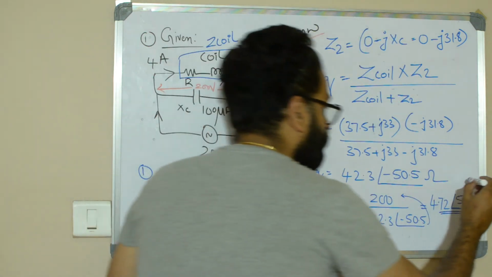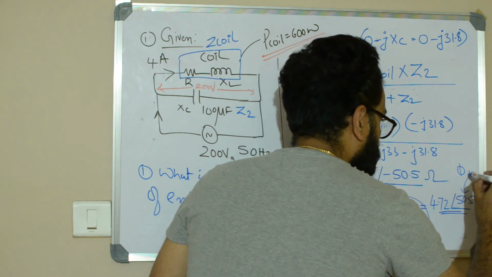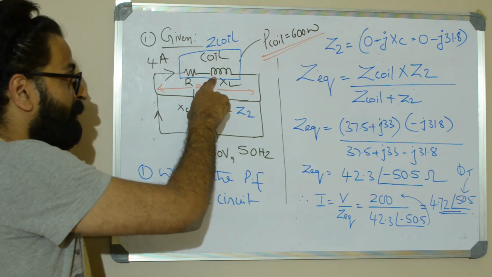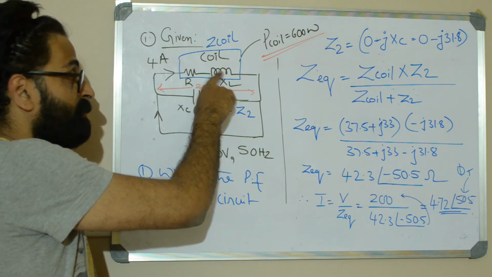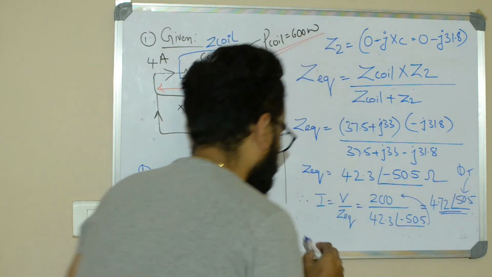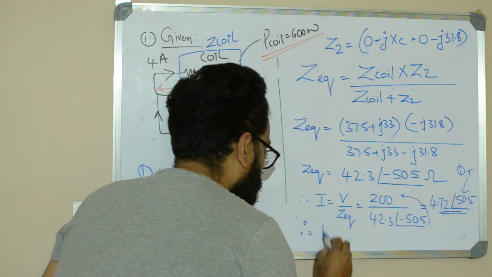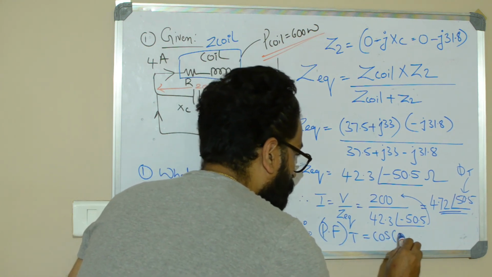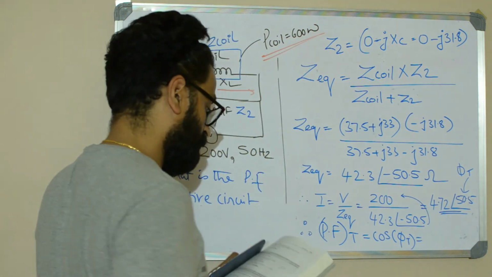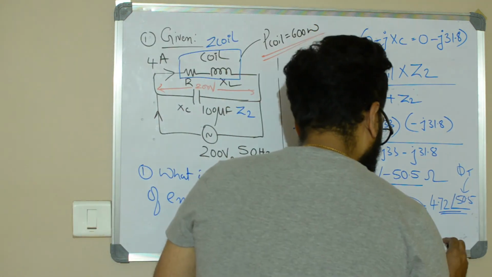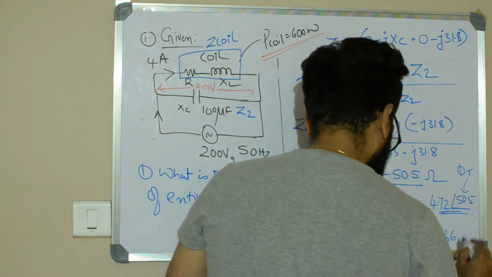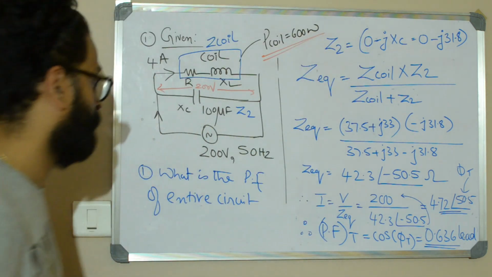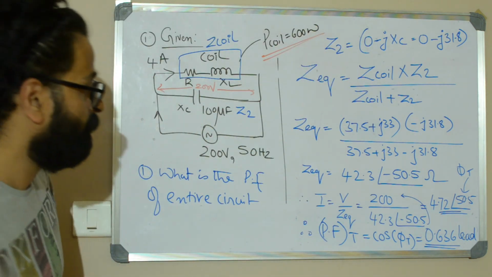So this is your phi. Just to distinguish this phi from the power factor angle of the coil, let us take this as phi 2. Therefore, the overall power factor, PF total, is equal to cos of phi total, and that is 0.636 leading. Yeah, so that's the solution.